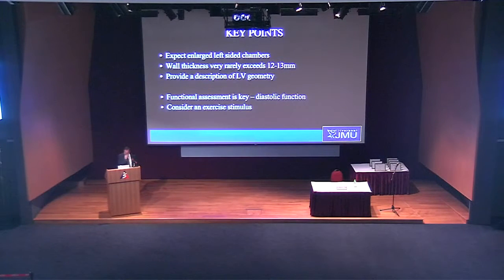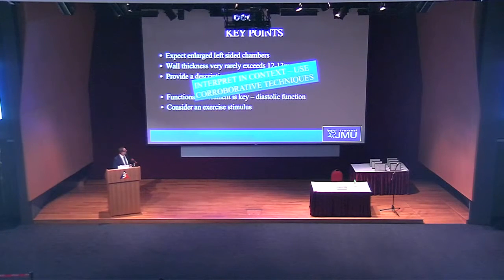Okay, before I move on to the right side, and the right side is certainly much more concise than the left, I'm just going to put some key points here. Expect enlarged left-sided chambers. Wall thicknesses very rarely exceed 12 to 13 millimeters, but that aside, provide a description of LV geometry that is based on body surface area. Functional assessment is key. Diastolic function precedes systolic dysfunction in many disease states, and consider an exercise stimulus if you're in doubt. But always interpret in context and use corroborative techniques, and I think that's been the underlying theme of what we've been talking about today.